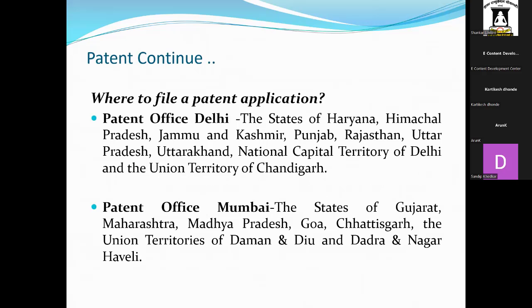Now, where to file a patent application? The patent office in Delhi covers the states of Haryana, Himachal Pradesh, Jammu and Kashmir, Punjab, Rajasthan, Uttar Pradesh, Uttarakhand, the National Capital Territory of Delhi, and the Union Territory of Chandigarh. The patent office of Mumbai covers the states of Gujarat, Maharashtra, Madhya Pradesh, Goa, Chhattisgarh, and the Union Territories of Daman and Diu, and Dadra and Nagar Haveli.